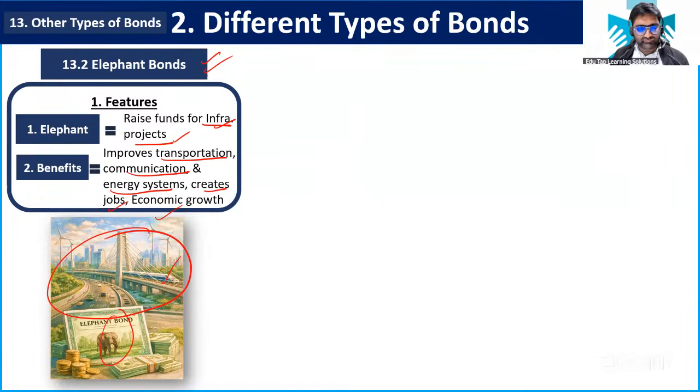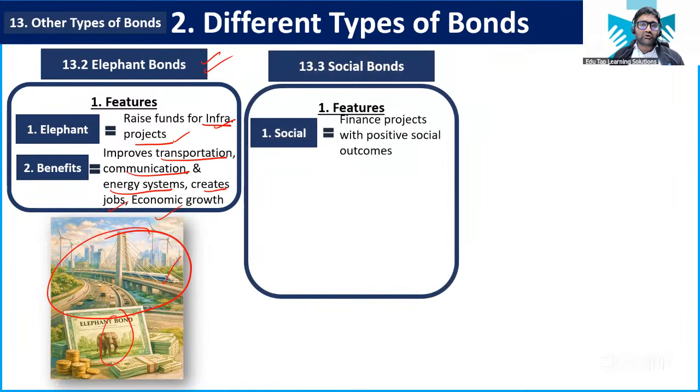Yes, of course, national highways also. Now moving ahead, there are other bonds which are called social bonds. Obviously the name itself says social bonds are like which provide some welfare, which are issued towards some welfare activities. Some social benefit is provided. Positive social outcomes are financed with the help of the social bond.